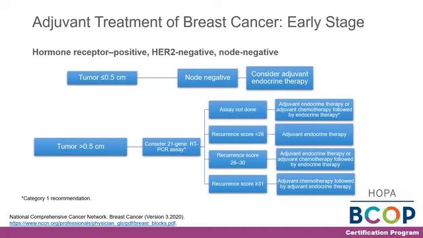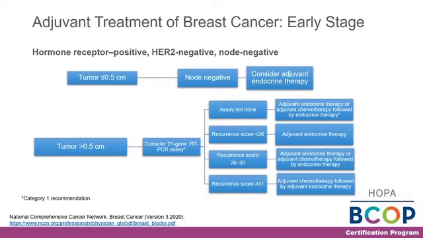This first slide focuses specifically on hormone receptor positive, HER2 negative, node negative breast cancer. The division is between a tumor size less than or equal to 1/2 centimeter compared to greater than 1/2 centimeter. In really small tumors with node negativity, adjuvant endocrine therapy is recommended to be considered. In tumors that are larger, the recommendation per NCCN guidelines for breast cancer is to consider a 21 gene assay. Depending on the results of the assay, the following recommendations are outlined.